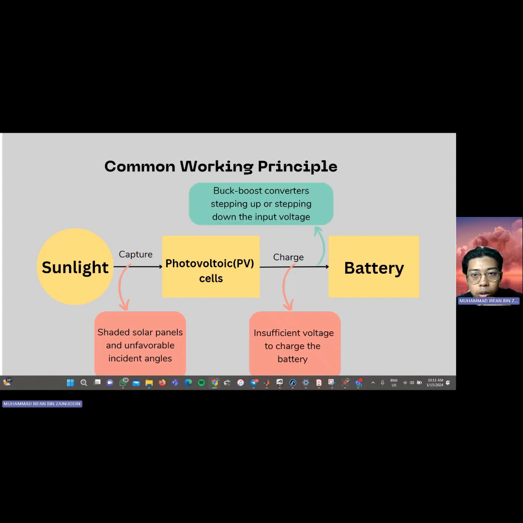So there come the buck boost converters inside these systems, which help step up or step down the input voltage. If the input voltage is low, the buck boost converter will step up the voltage and make it able to charge the battery, so it will not be wasted. The same goes the other way around. When the input voltage is higher, it will lower the voltage to make the charging process good.